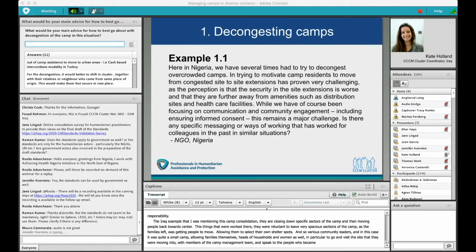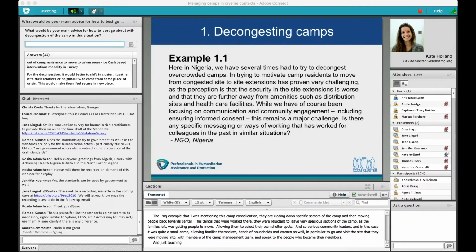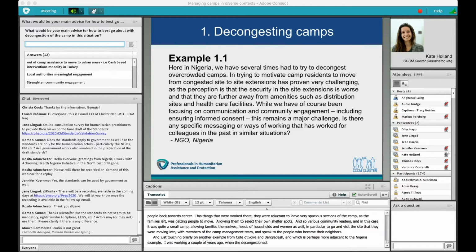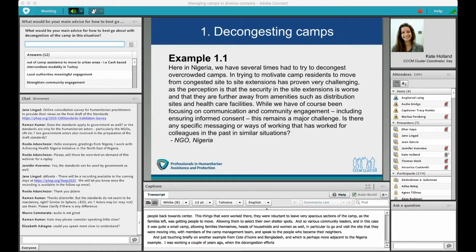And just touching briefly on another example from Cox's Bazar in Bangladesh, which perhaps is more adjacent to the Nigeria example, was working there a couple of years ago when the decongestion effort started from very high density areas that were often at risk of floods and landslides, and the camp management teams there were trying to work to move people to newly developed areas at the edge of the camp. And they had very similar concerns. Security issues of being on the perimeter of the camp, lack of access to services, particularly in the areas where services were still being put in.